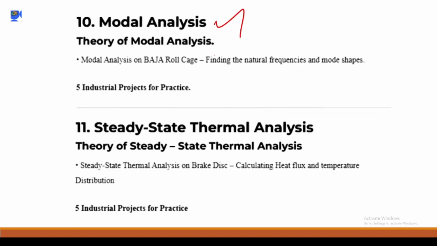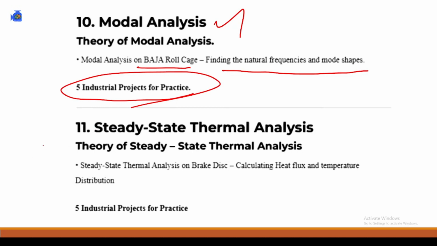Then comes the modal analysis, where the modal analysis on Bajaj roll cage would be done by finding the natural frequencies and different mode shapes by which it is vibrating. Then 5 industrial projects would be given for your practice.